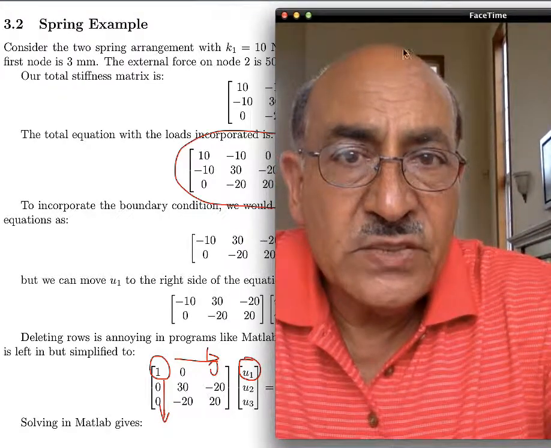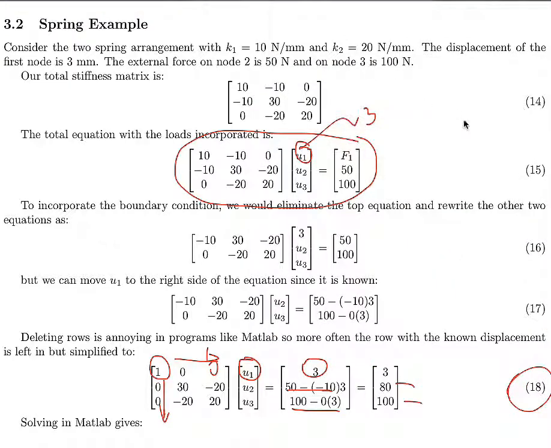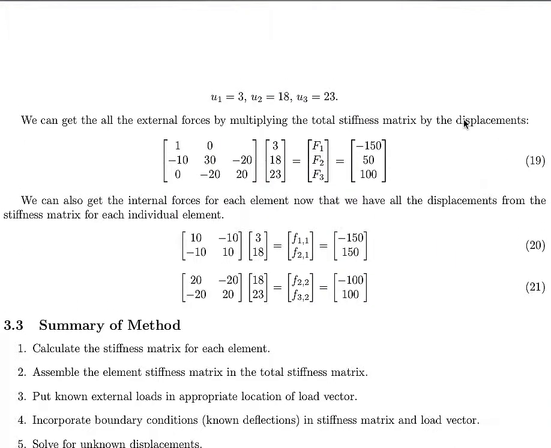So we will continue with this discussion to see how the entire system now looks. You see now that my system has this structure: 1, 0, 0. There should be a 0 here. Minus 10, 30, minus 20. 0, minus 20, 20. That's the stiffness matrix augmented for the entire system.